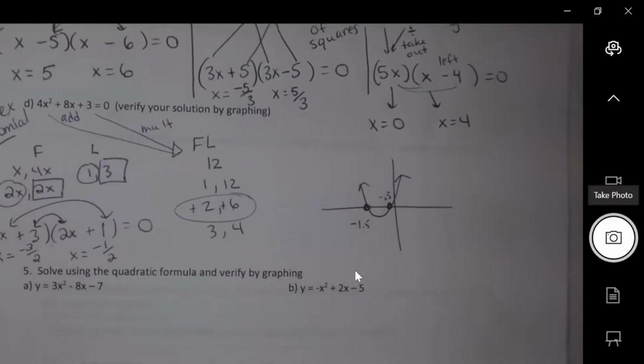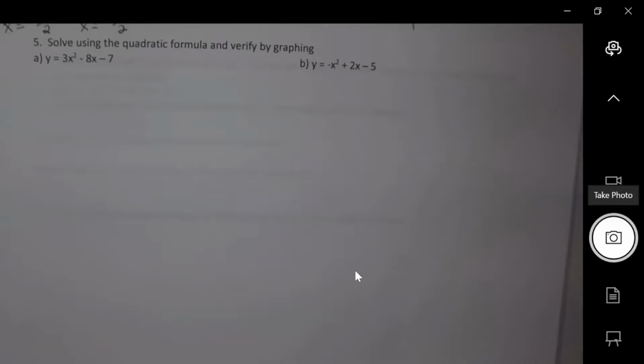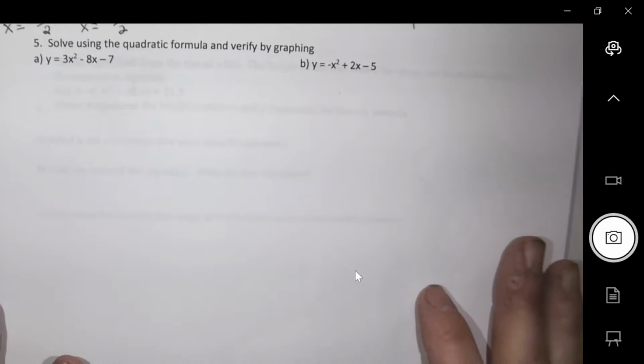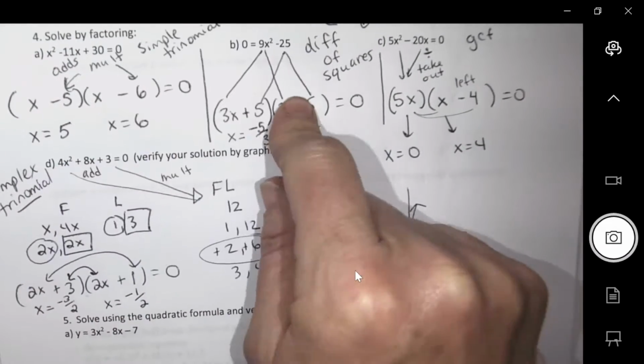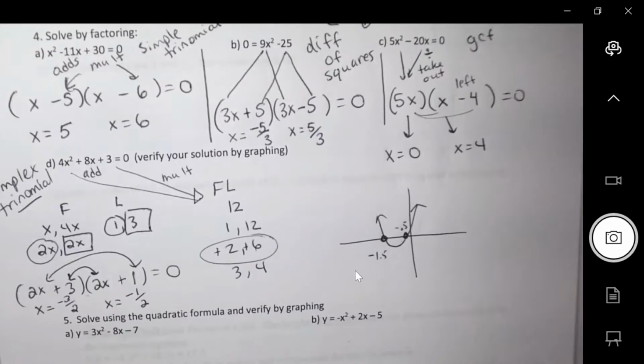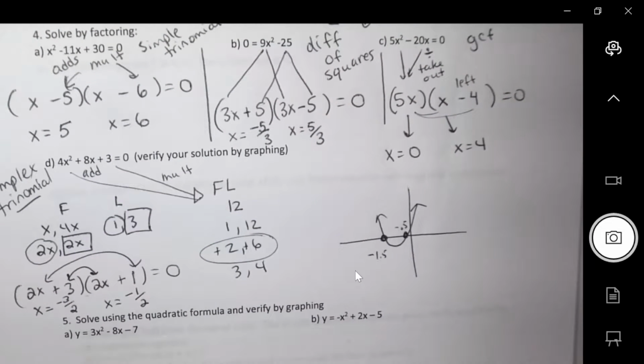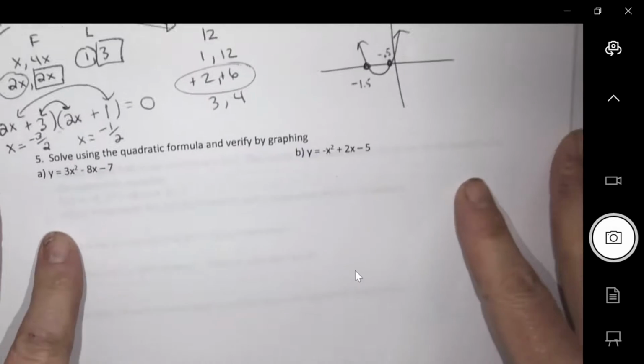Okay, so this is where we left off, quadratics, and we're doing the quadratic formula. So this would be if something does not factor. Okay, so we went through the factoring yesterday and we said that's a simple trinomial, a difference of squares, GCF, complex trinomial. Okay, and you probably put one of each example on your cheat sheet, I was hoping. So this is the formula if it does not factor.